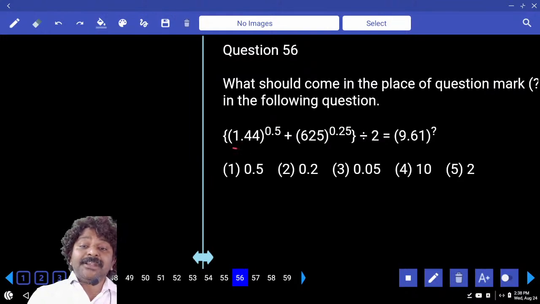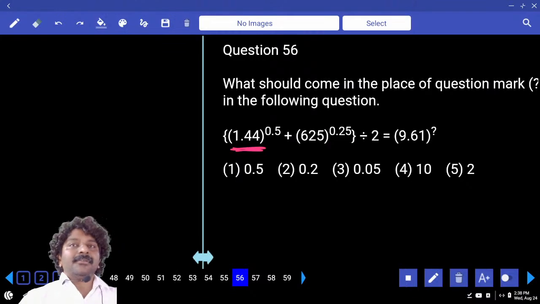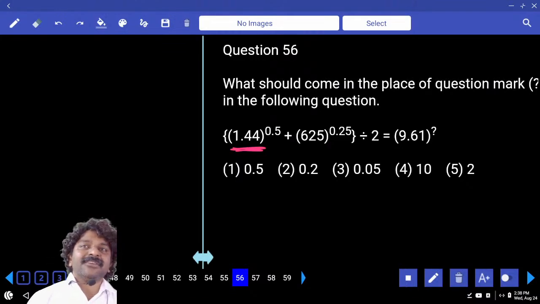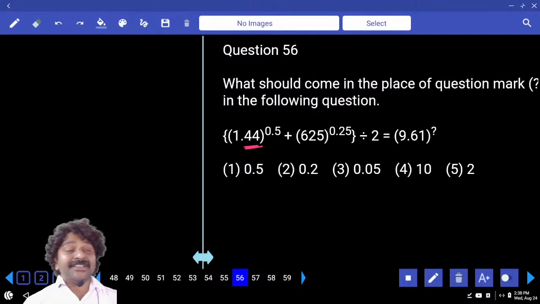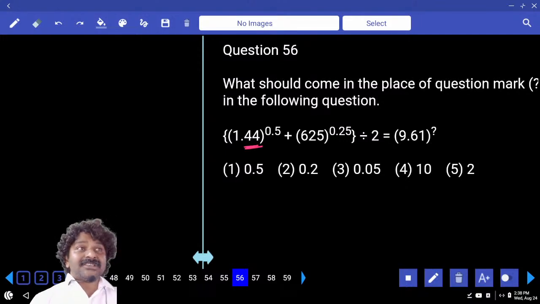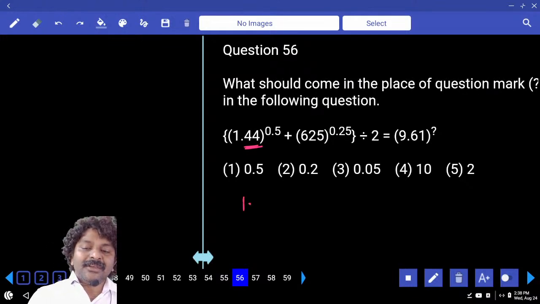Forget about the exponent and then forget about this decimal. 144 can be written as 12 square only. Now, after the decimal, how many digits are there? Then the original number should have only one digit. So it has to be 1.2 whole square to the power of 0.5. That is 1.2 only.